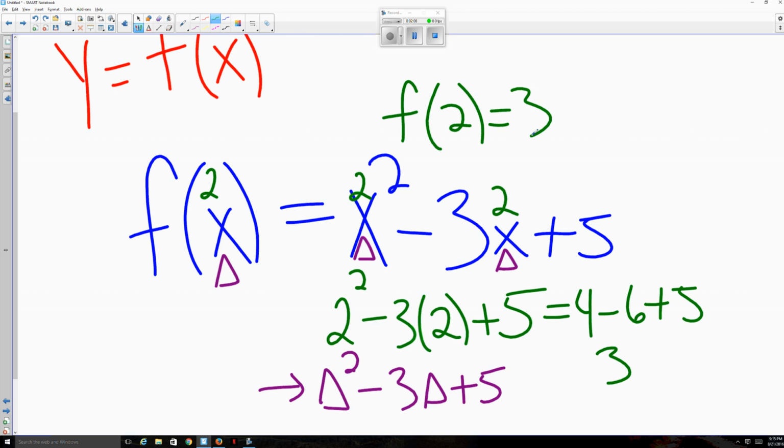And please note here then on the graph, the x value is 2, the y value is 3. So that gives us a point that's on the graph. We know that it's 2, 3. So there's a couple different ways to use function notation there.